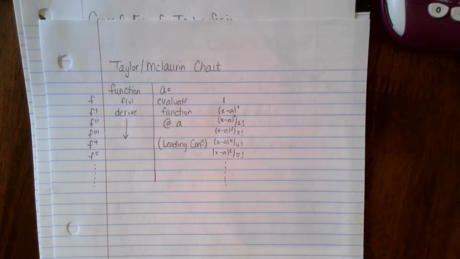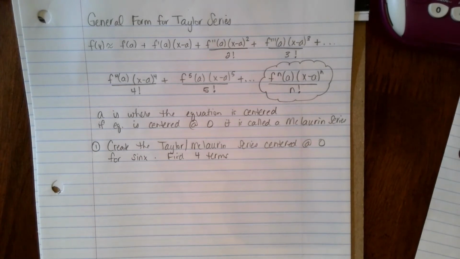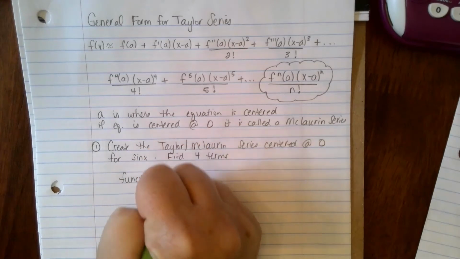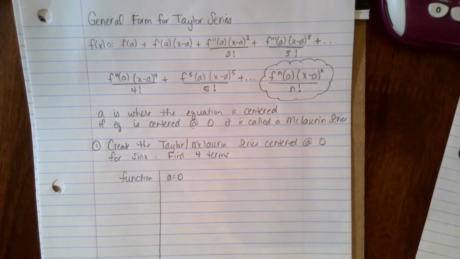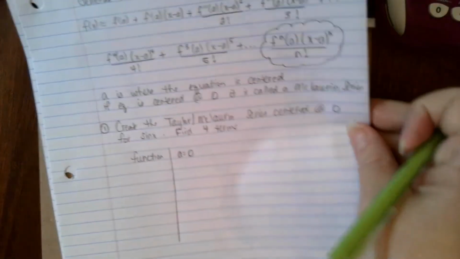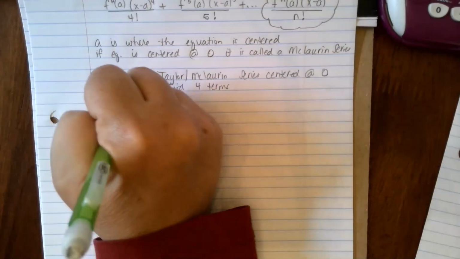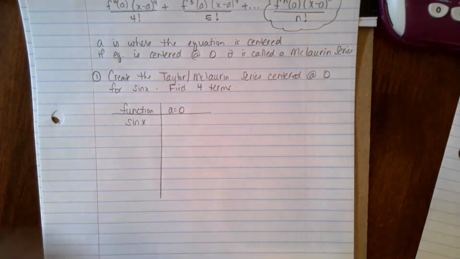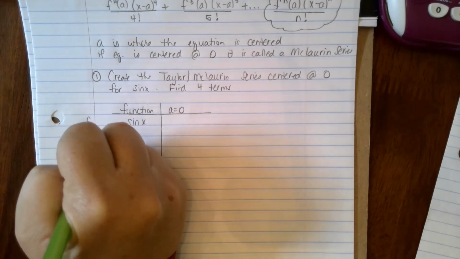Okay? So let's go ahead and take a look at our first one. What we're going to do is we're going to make our chart. Okay, you've got your function. And you've got that a is equal to 0. Now, the function they wanted us to find our Taylor series for was sine. Okay, so this is our function. This is our f. Now, we're going to go ahead and find the first derivative, the second derivative, the third derivative, and then the fourth derivative.